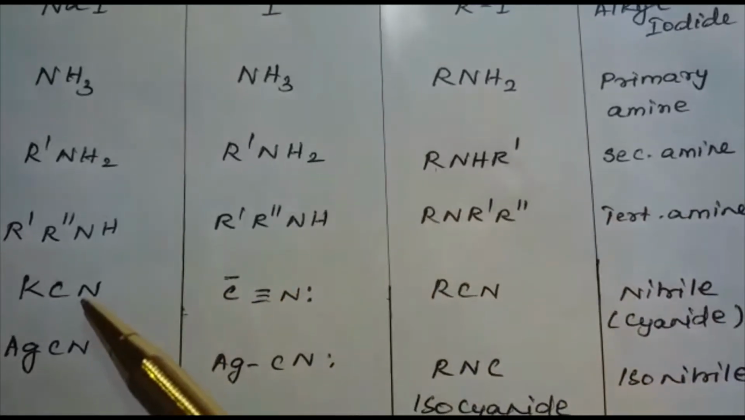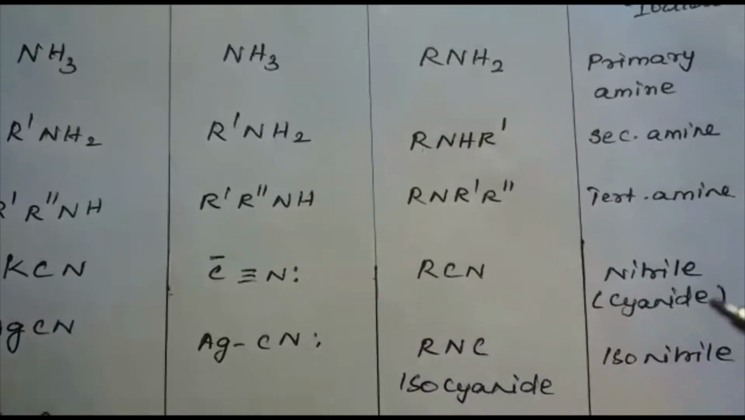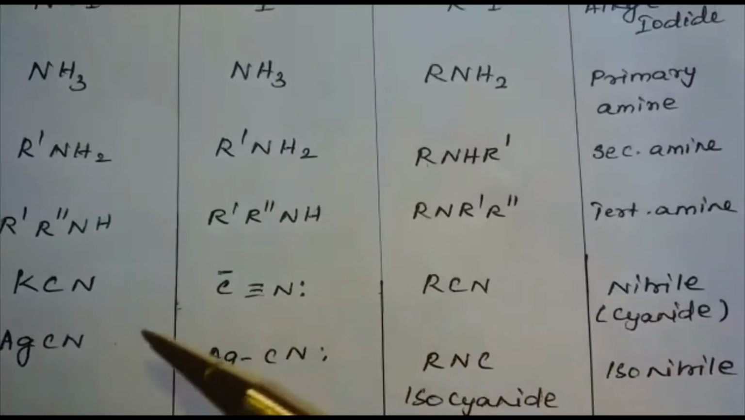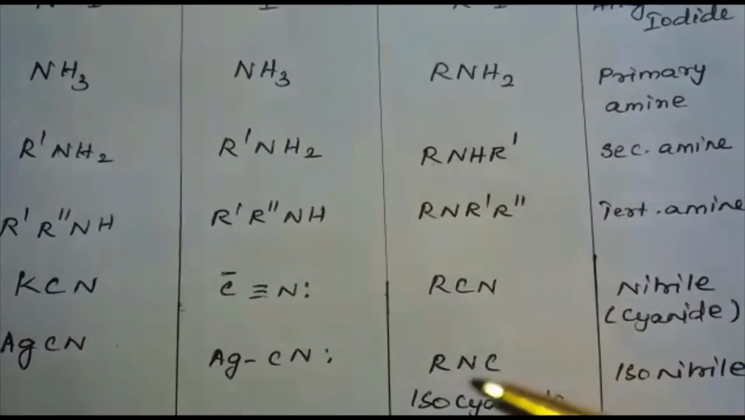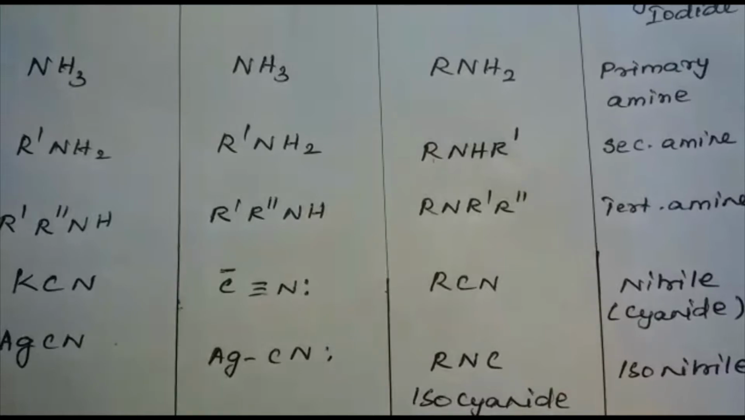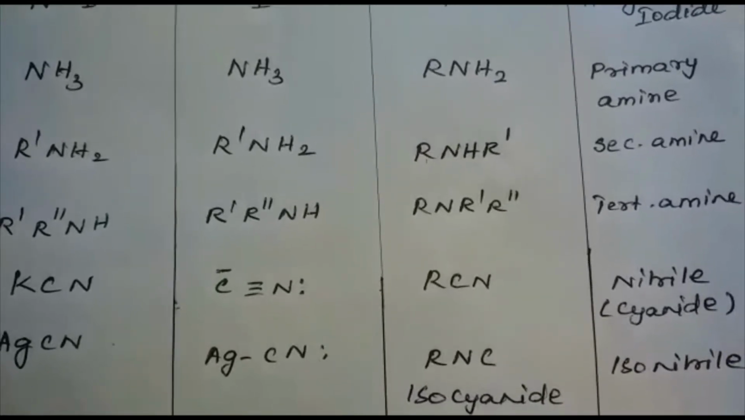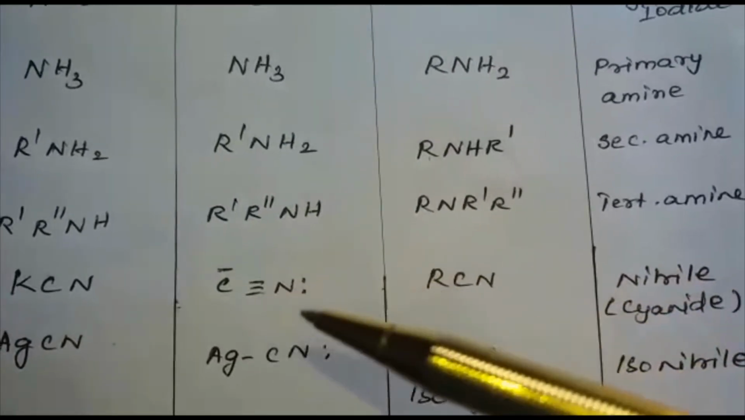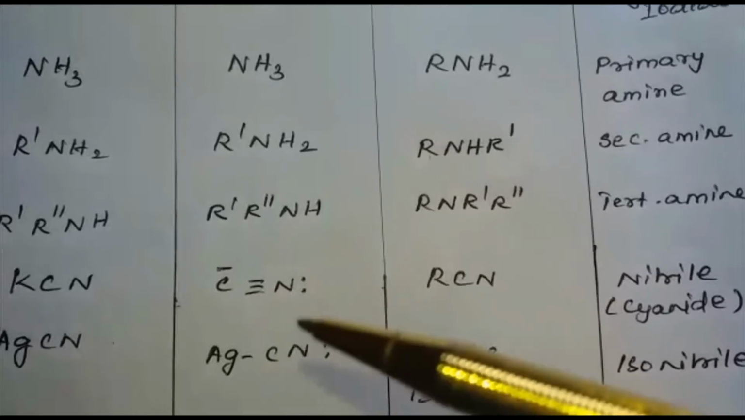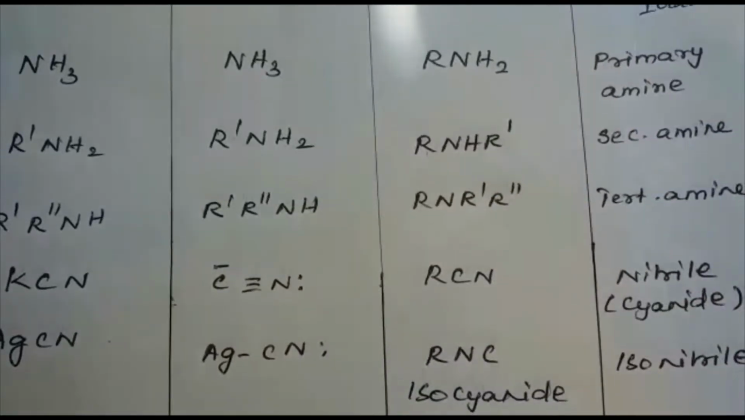If the reagent is KCN, the nucleophile is found to be CN minus and the product is found to be nitrile, RCN. And if AgCN is used as the reagent, then the bonding is through the nitrogen atom and the product is found to be isocyanide, which is also known as isonitrile. Here, the CN is known as an ambident ligand. Why is this known as an ambident ligand? Because the bonding can be either through the carbon atom or through the nitrogen atom.